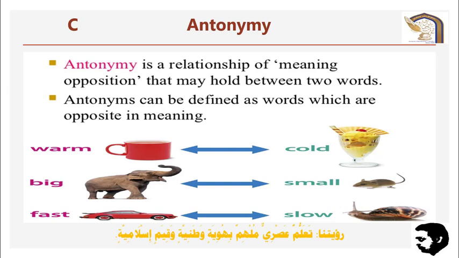Antonymy. Antonymy is a relationship of meaning opposition that may hold between two words. So antonyms can be defined as words which are opposite in meaning. For example, warm and cold, big and small, fast and slow. All these words are antonyms or opposites. They have the opposite meaning of each other.